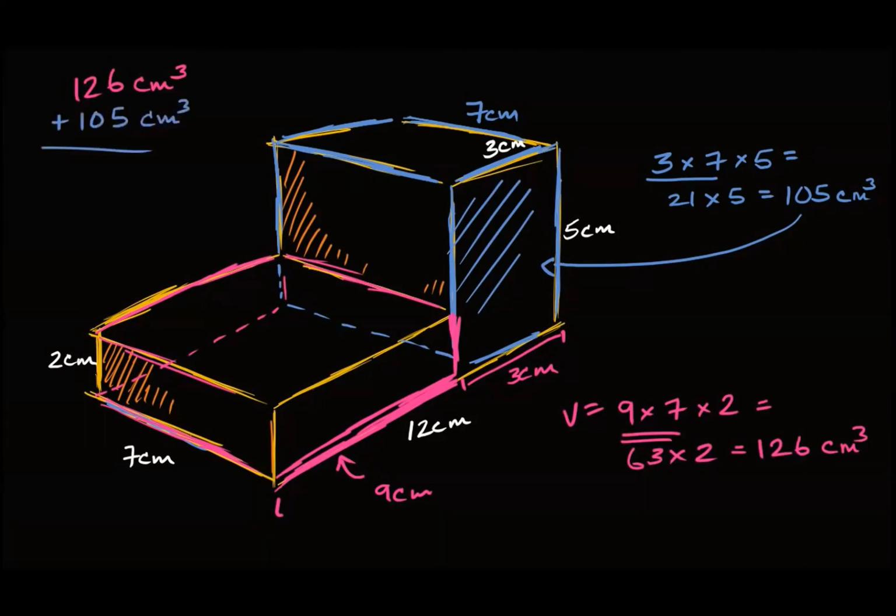And that's going to give us, for the entire figure, 6 plus 5 is 11. So 1 plus 2 is 3. Or it's really 110 plus 20 is 3 tens. And then 100 plus 100 is 200. So we get 231 cubic centimeters is the volume of the entire thing.